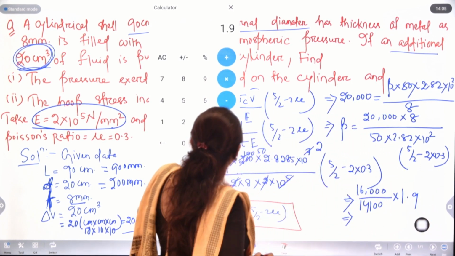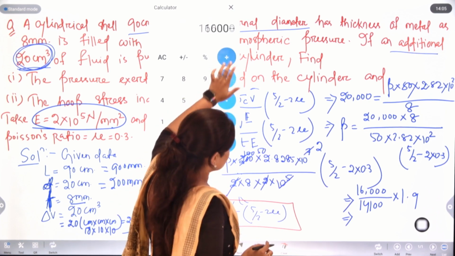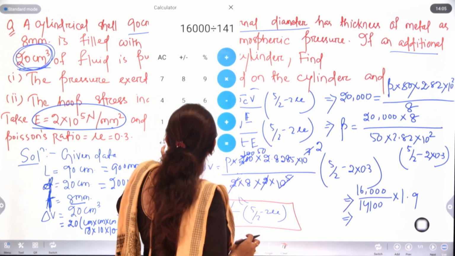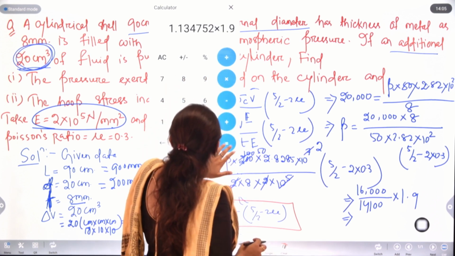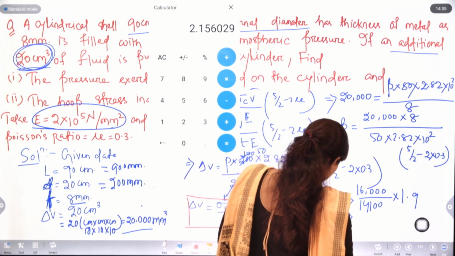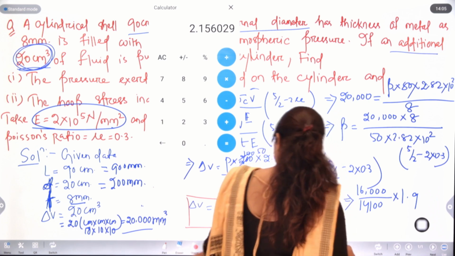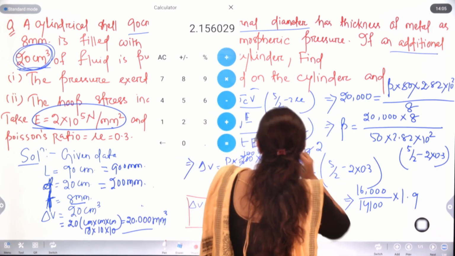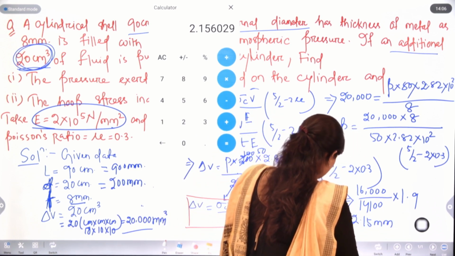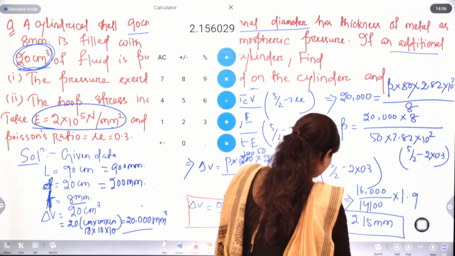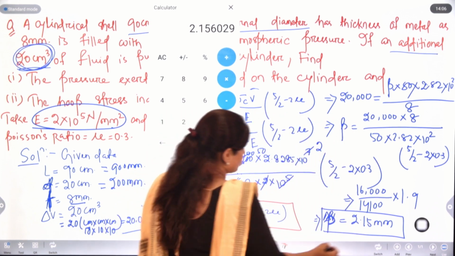This whole thing is about calculation. If you are correct in calculation, so for these calculations we definitely need a scientific calculator, into 1.9. So our change in volume, that is del V, del V will be what? Okay, sorry, it will be our P, 2.15 Newton per mm square.